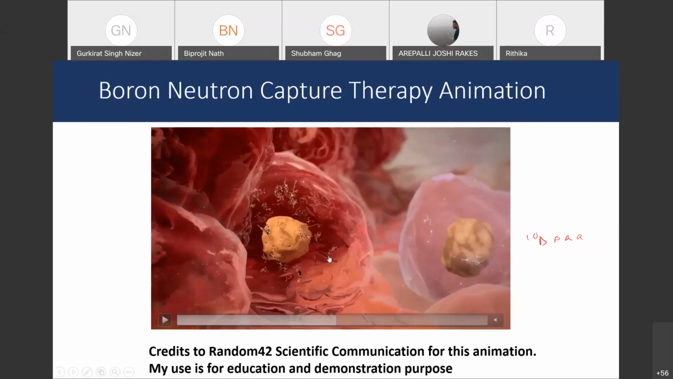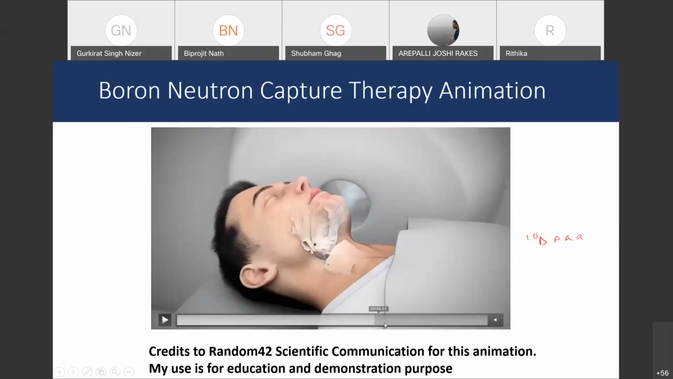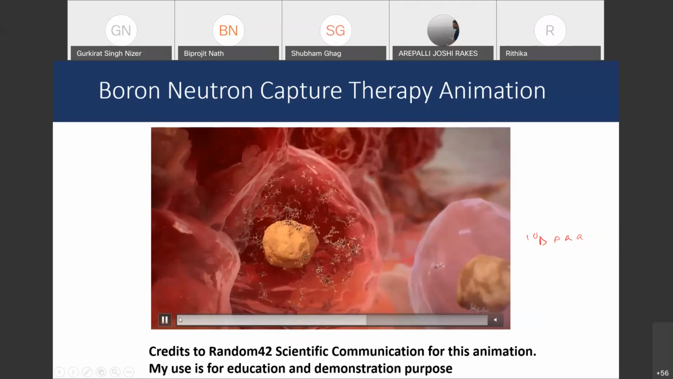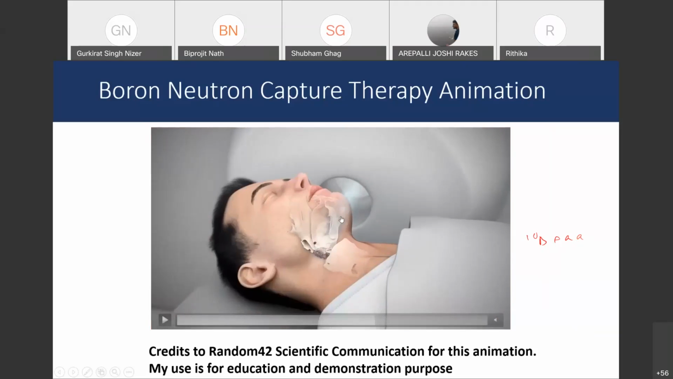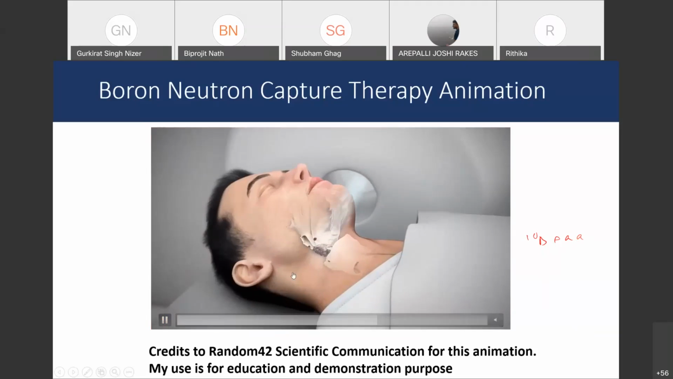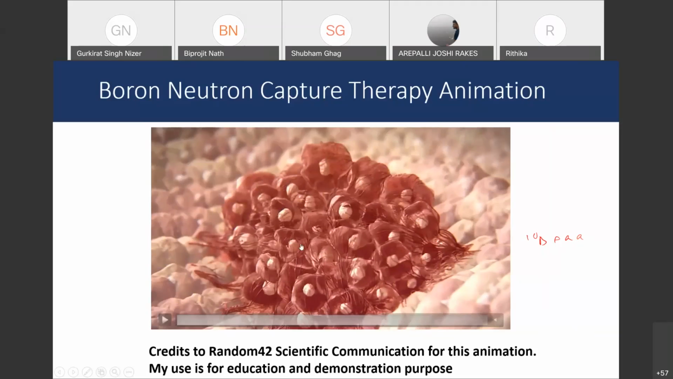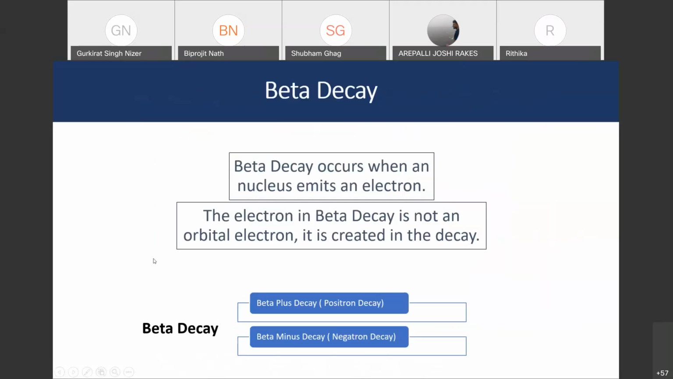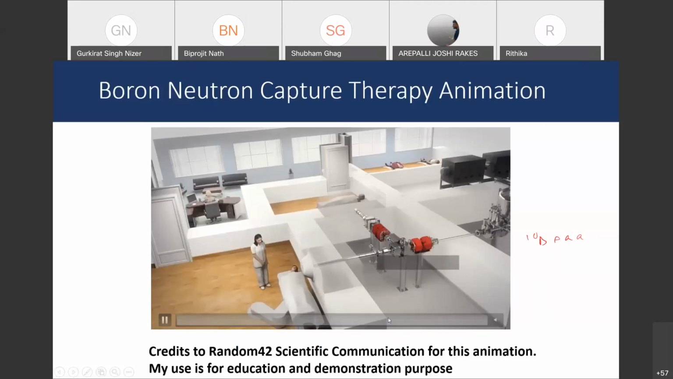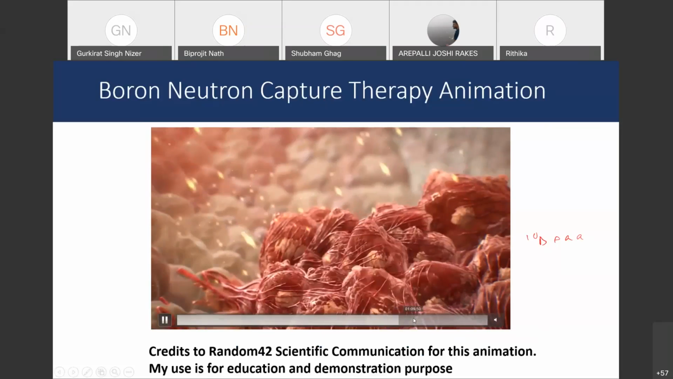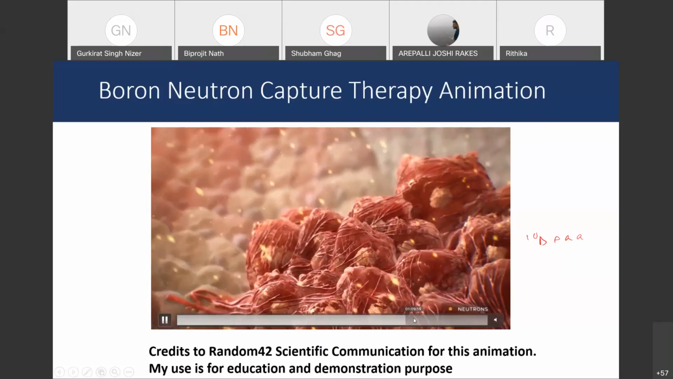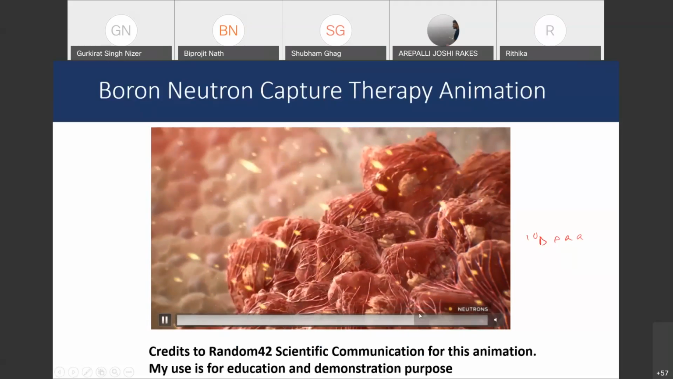And thus, when we irradiate this tumor with a beam of thermal neutrons, the reaction happens: boron captures the neutron and results in production of lithium 7 and an alpha particle. Those alpha particles go and attack the DNA of the cell, and it leads to shrinkage and necrosis of the cell.